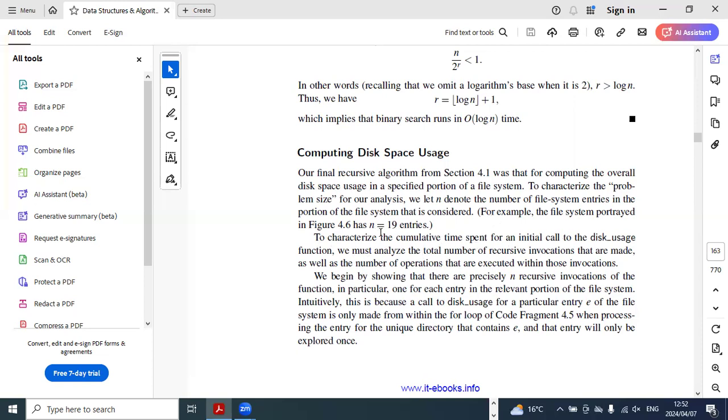To characterize the cumulative, or total, time spent for an initial call to the disk usage function, we must analyze the total number of recursive invocations that are made, as well as the number of operations that are executed within those invocations. We begin by showing that there are precisely n recursive invocations of the function, in particular one for each entry in the relevant portion of the file system. Intuitively, this is because a call to disk usage for a particular entry e of the file system is only made from within the for loop of the code fragment 4.6 when processing the parent entry.